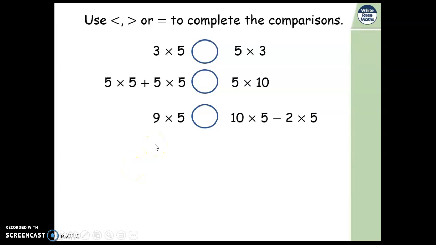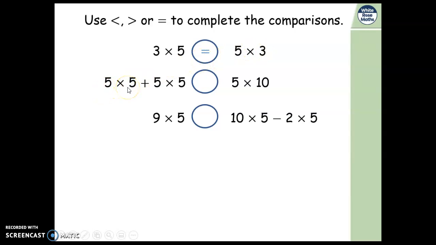Again, looking at the greater than, less than, or equal to, have a look at these questions. If we look at the first one together, remember, with any multiplication, we can swap the numbers round and it will be the same. So 3 times 5 equals 15. 5 times 3 is also 15. So it is the same.